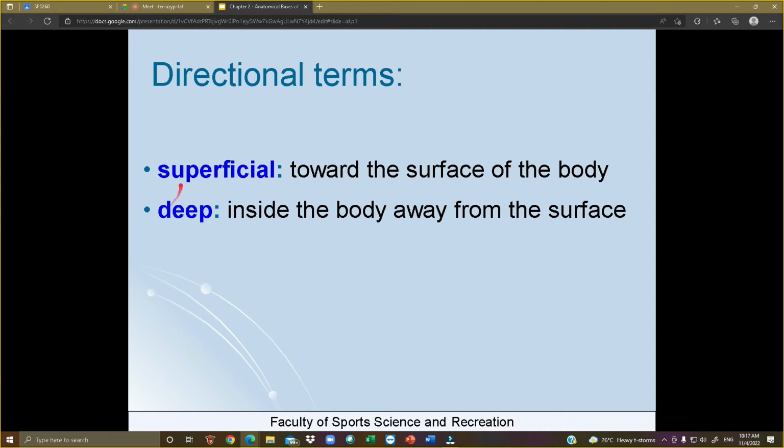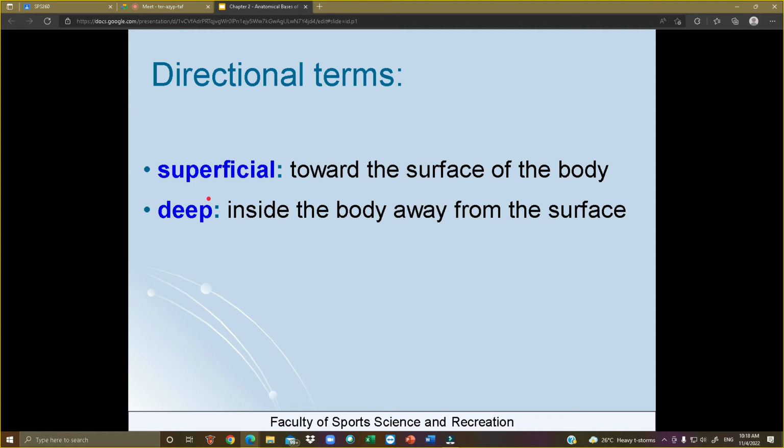Okay, and then we have another two, superficial and deep. Superficial and deep ni, if we try to show the distance from the surface. Contoh, if we compare your lung with your ribs, which one is superficial, which one is deep? Ribs is superficial because it is nearer to the surface compared to lung, which is further back compared to the rib.